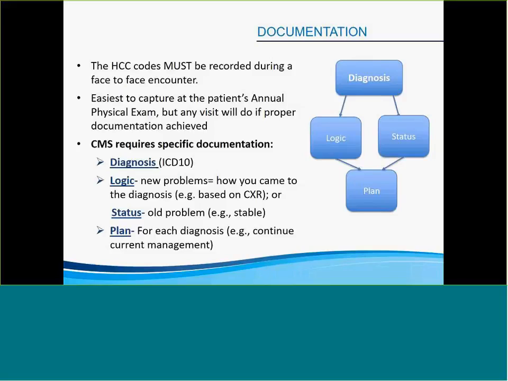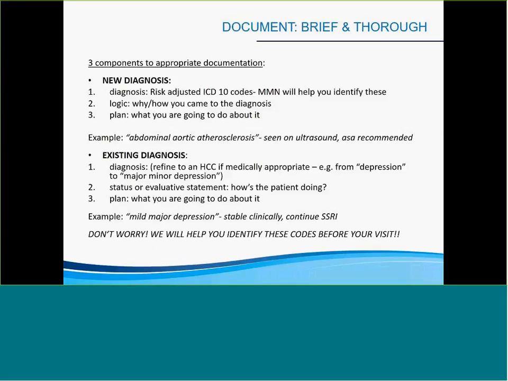In a new diagnosis, instead of status, you put the logic as to how you made the diagnosis. So, for example, we'll go over these in the next slides. So there's three components. You make a diagnosis, and we will help you identify these, so you don't have to stress about this. These will be available in many different forms, we hope, on the net, faxed, or in task if you're on Allscripts. Then you say how you came to the diagnosis and what you're going to do about it. So a diagnosis you probably have not been making, at least until recently, is abdominal aortic atherosclerosis. Logic is we saw it on ultrasound, and your plan is to recommend aspirin.